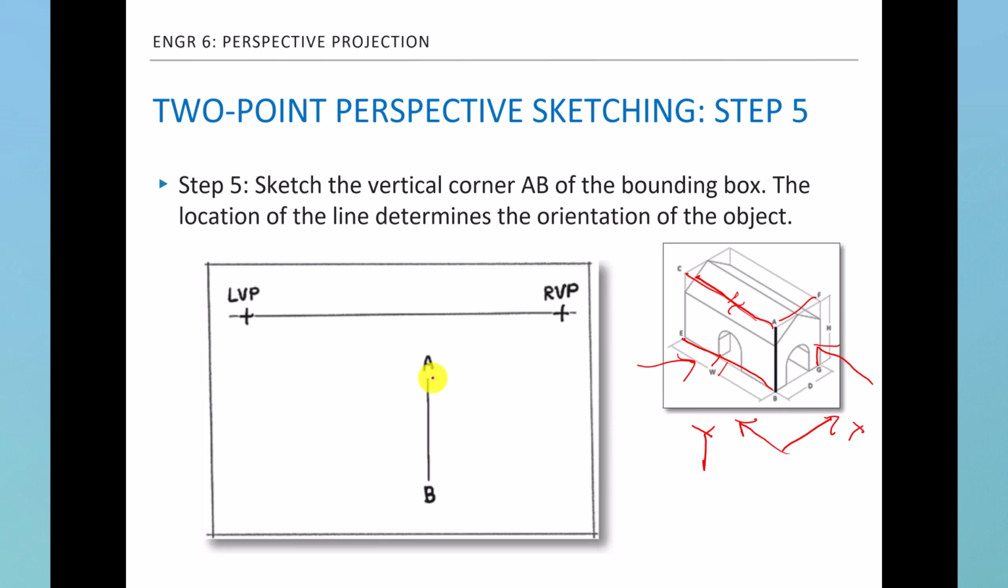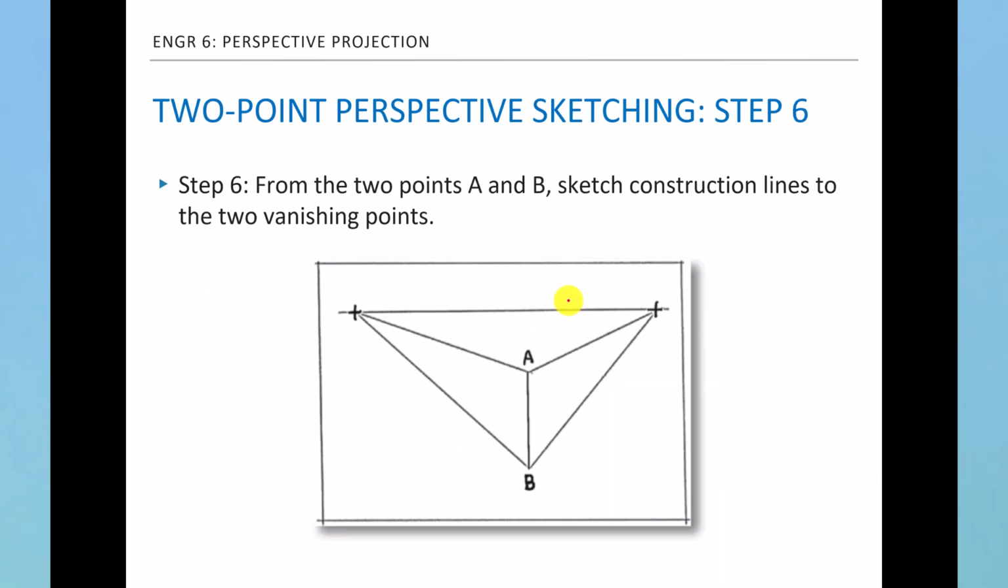That means from these two points, the lines will be like that, and they'll be pointing to the left vanishing point. Same thing happens here. These two lines are parallel to each other, and they are parallel to the x direction. So they're all going to be pointing to the right vanishing point. That's how it's sketched like this.